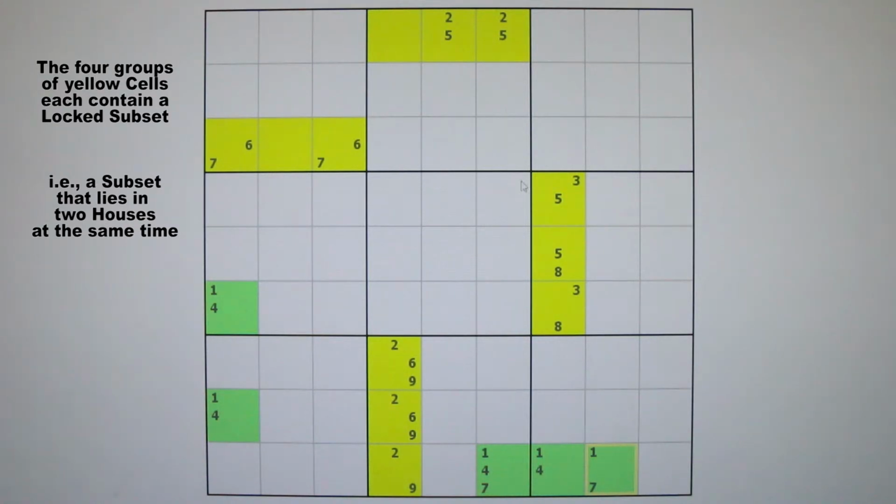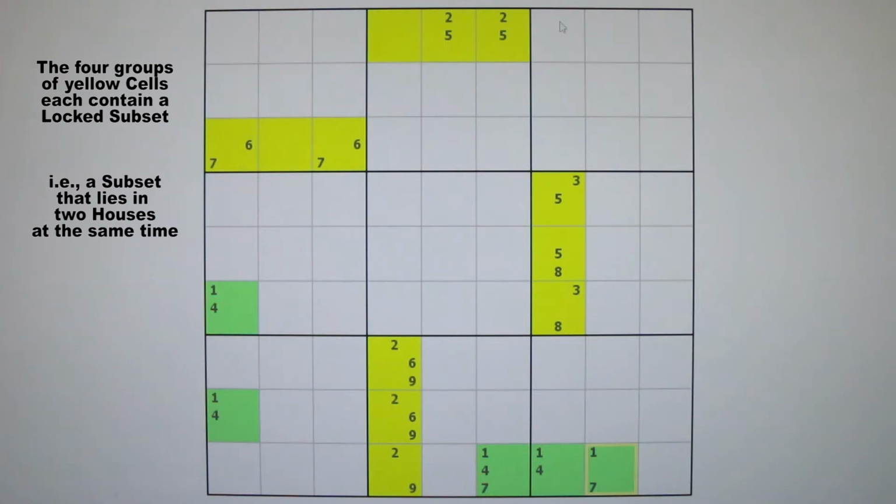And then in row 3 we have a locked pair of 7 and 6 and 7 and 6. They lie in row 3 and block 1. And in column 4 we have a triplet of 2, 6, 9, 2, 6, 9, and 2, 9. And don't forget, in a triplet, all the candidates do not need to be in all the cells.